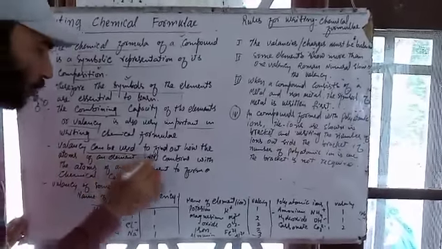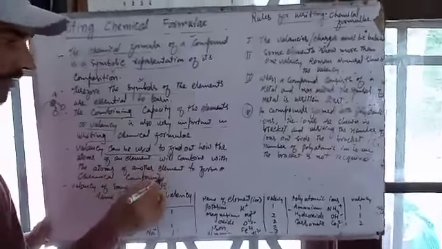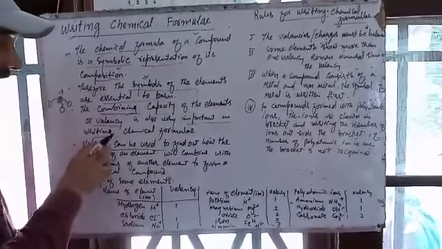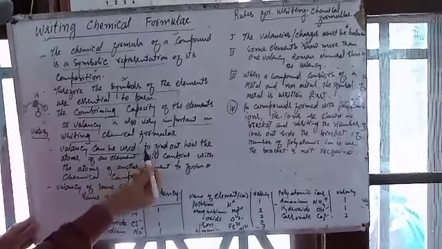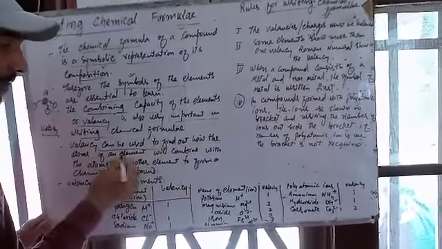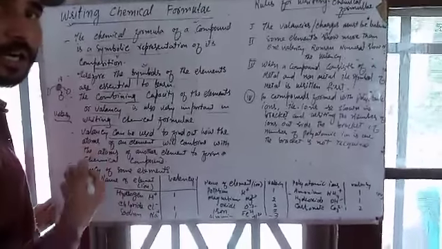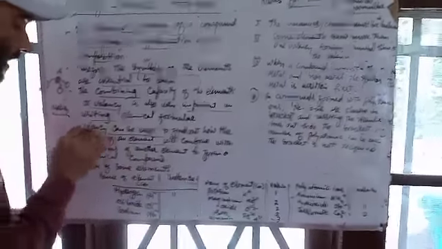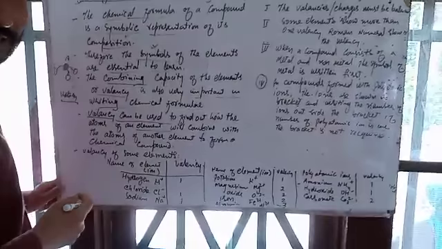Valency can be used to find out how the atoms of an element will combine with the atoms of another element to form a chemical compound. I already told this, that by valency we are able to know how one atom of an element combines with other atoms. This is indicated by the valency, that means the capacity of the element to combine, the combining capacity.